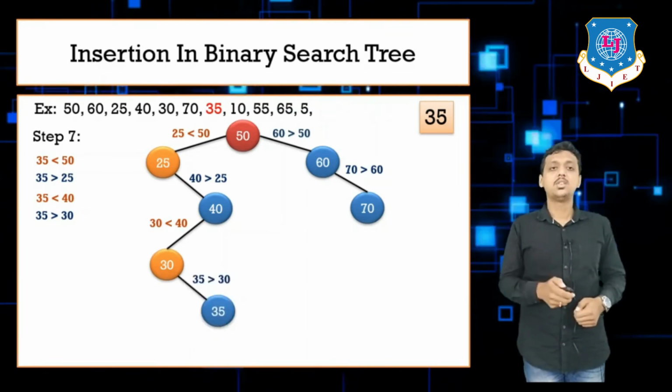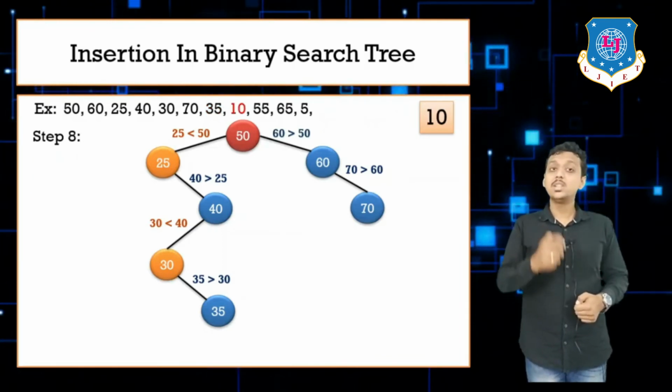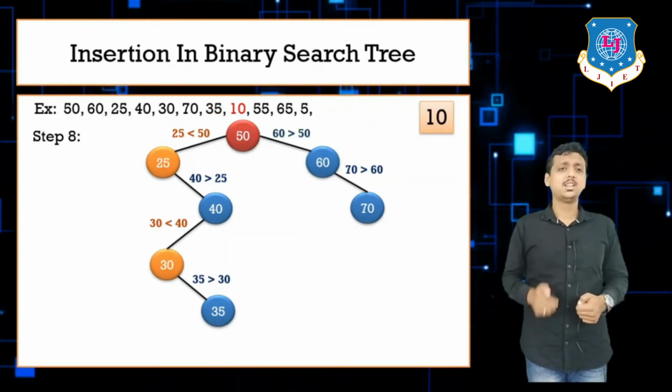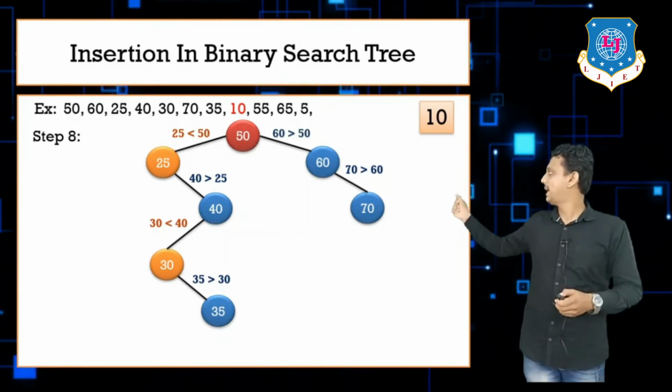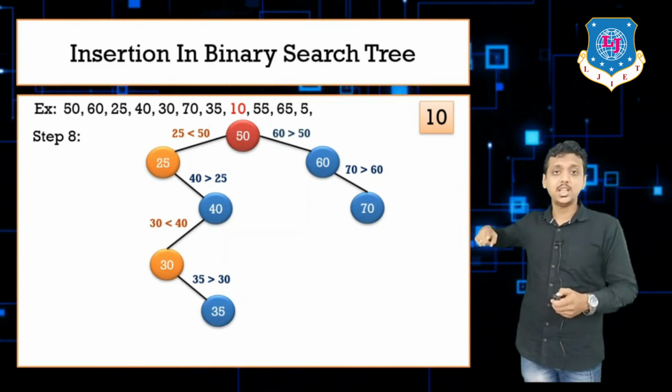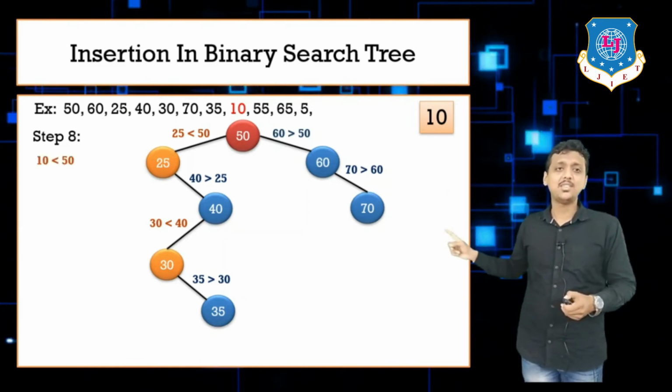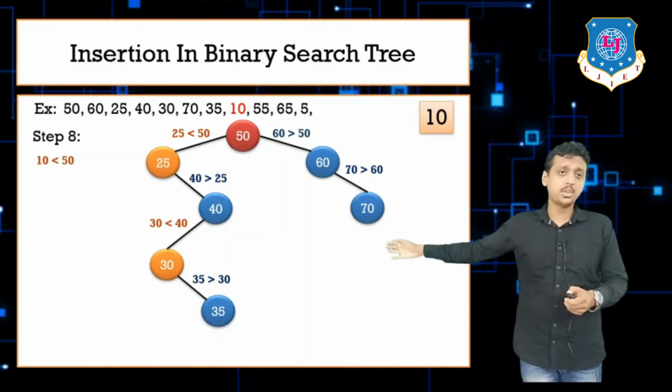Fine. So now the next value is 10. Start comparing from the root node. First comparing 10 with 50. Here 10 is lesser than 50, so we move towards the left side of the 50.